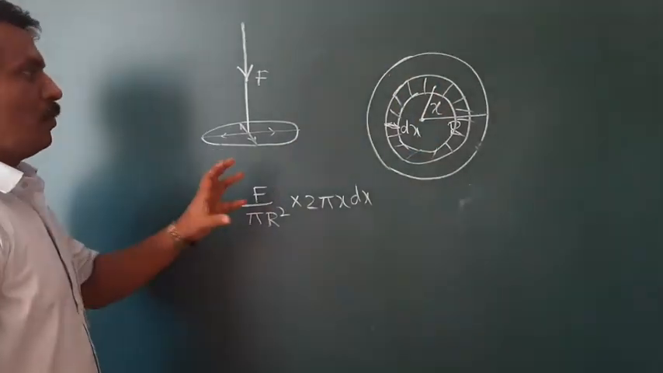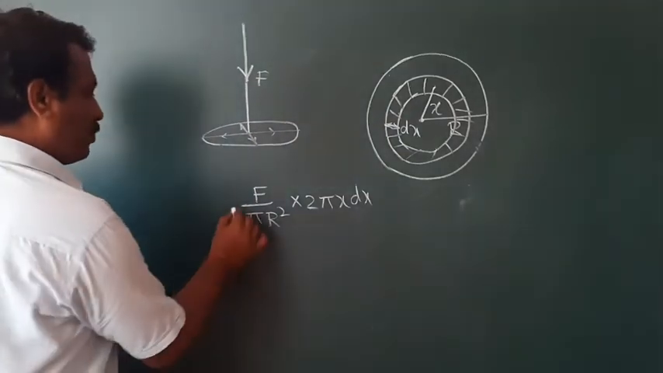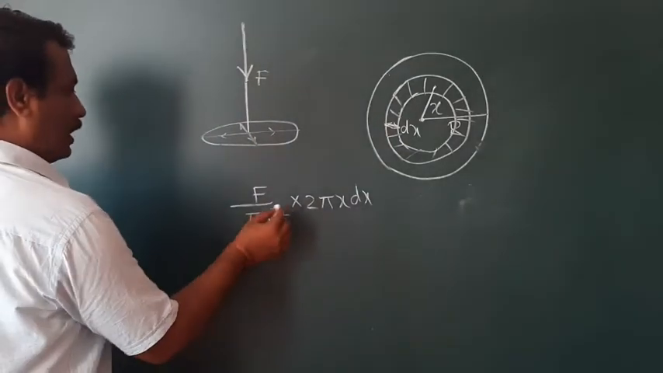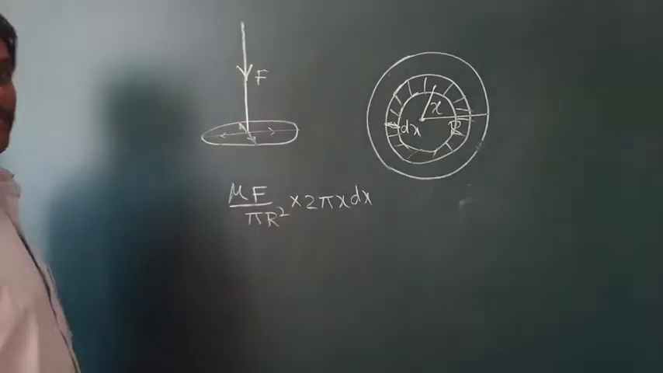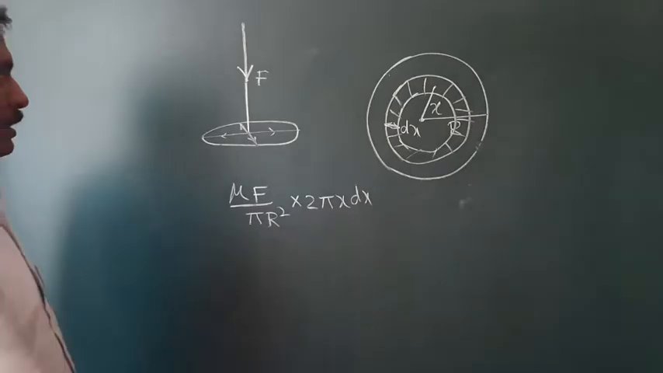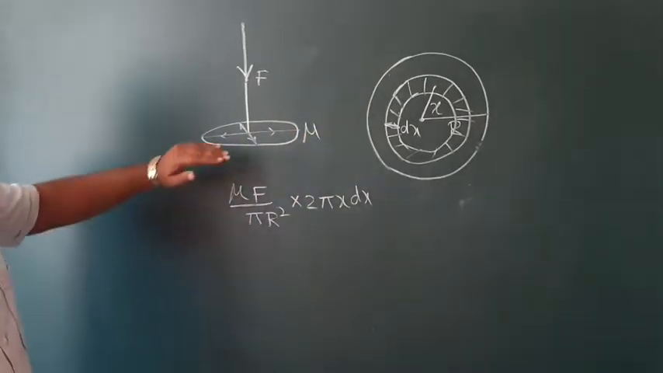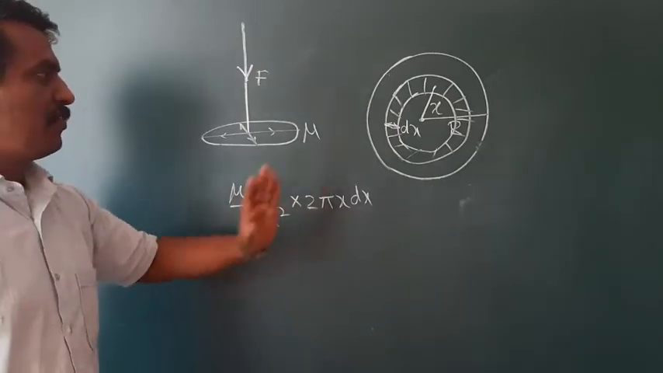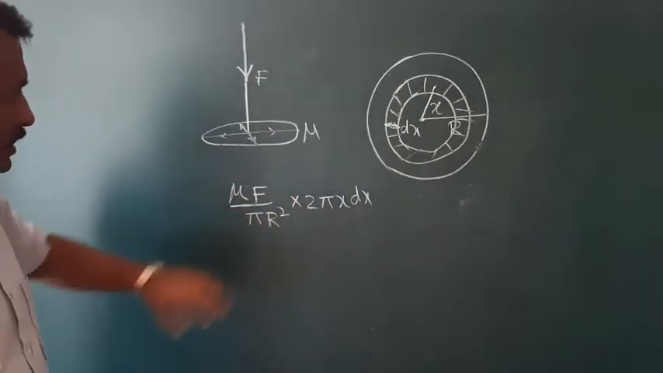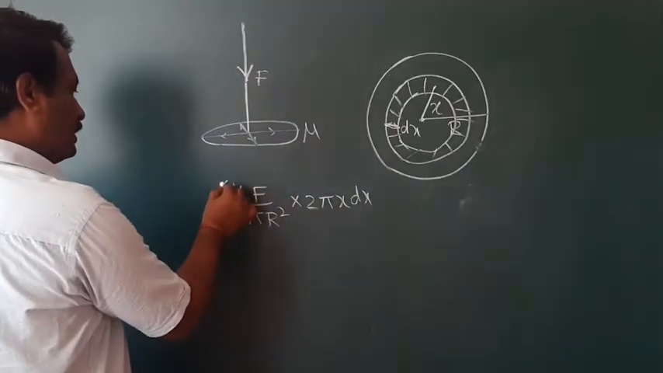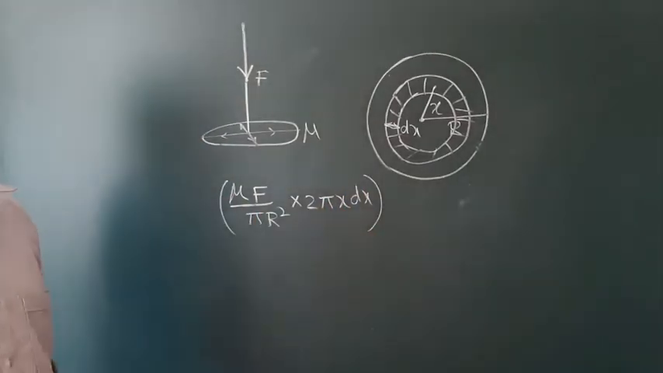Then what is the friction force acting on this strip? So the friction force acting on the strip, to get the friction force, we multiply it by coefficient of friction, mu. It is given, right? The coefficient of friction between the mop and the floor is mu. Therefore, this is frictional force acting on this strip. So if this is frictional force, then what is the torque due to this frictional force?